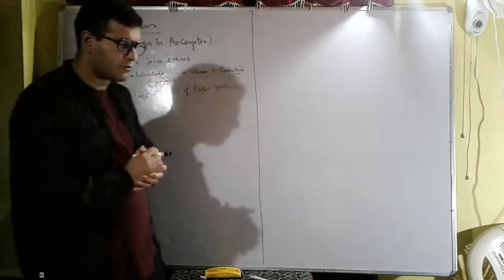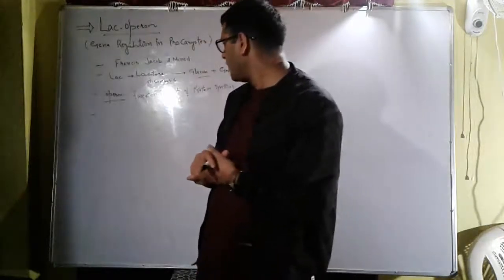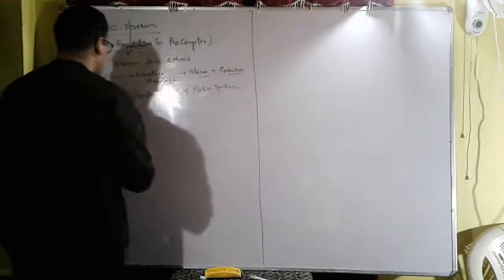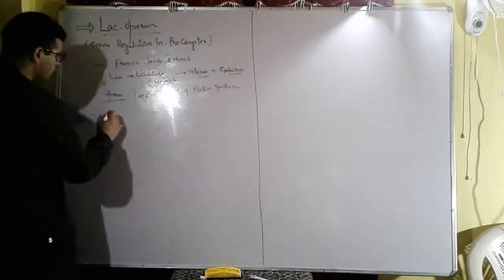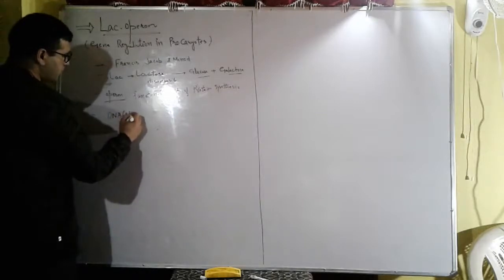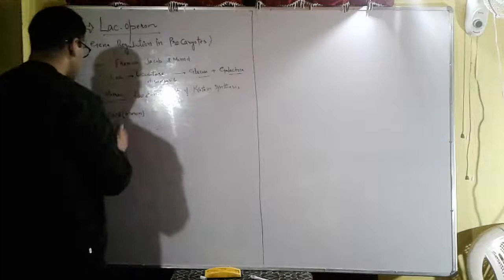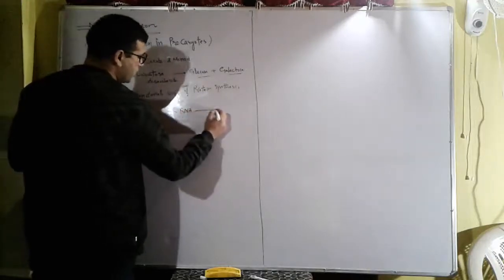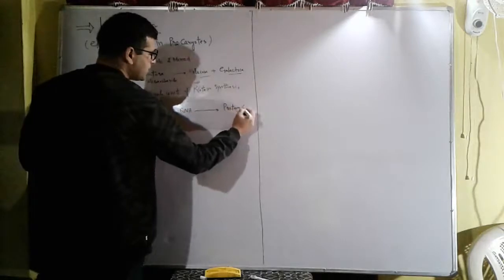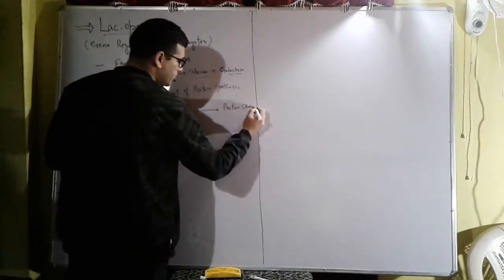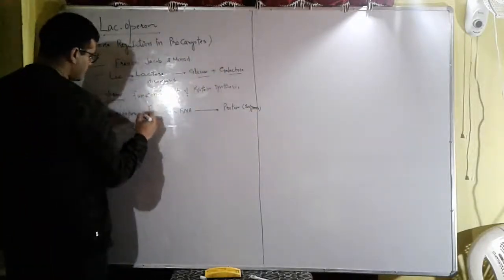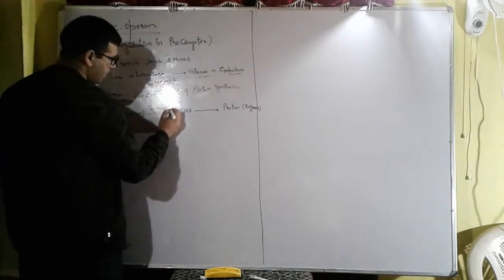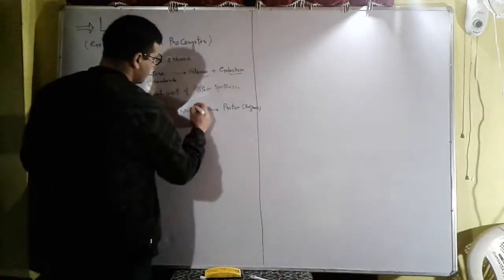Now we'll talk about the mechanism of this lac operon. I told you that the operon is the functional unit of protein synthesis. It is the segment of DNA which controls the protein synthesis. DNA will form RNA, and RNA will form proteins. And these proteins can act as enzymes. When RNA is synthesized from DNA, it is called transcription. And when protein is synthesized from RNA, it is called translation.